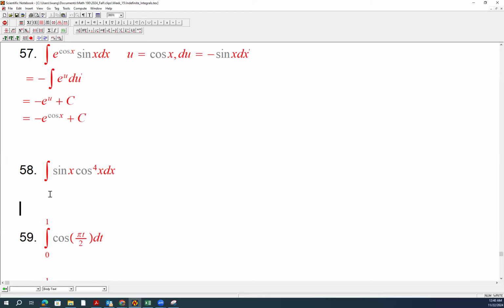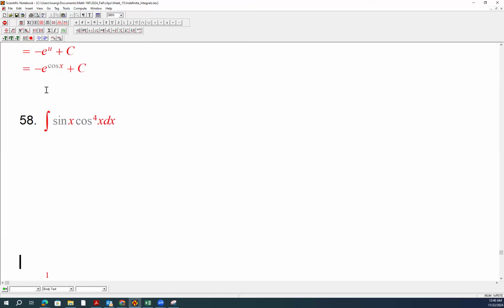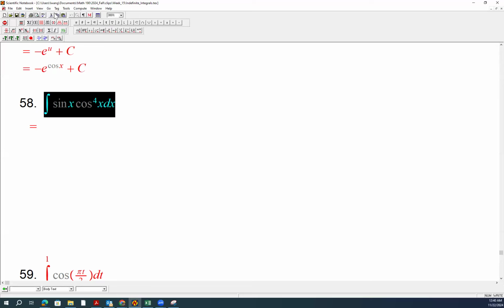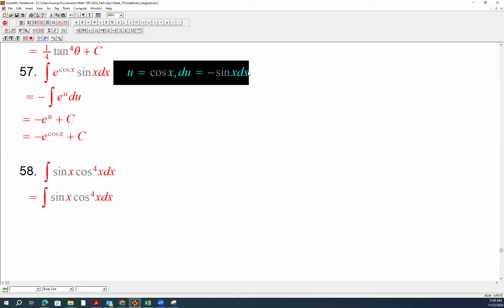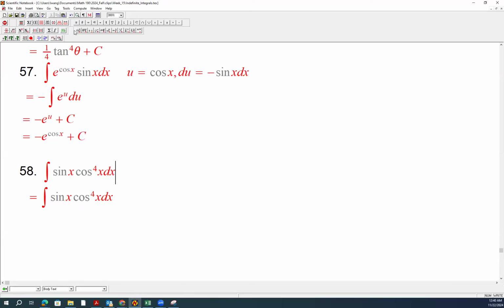Number 58. This is really the last one. These kinds of questions give you a glimpse of Calc 2, where we have similar questions. This substitution is going to be the same as the one we just did, so we're going to use the same substitution.